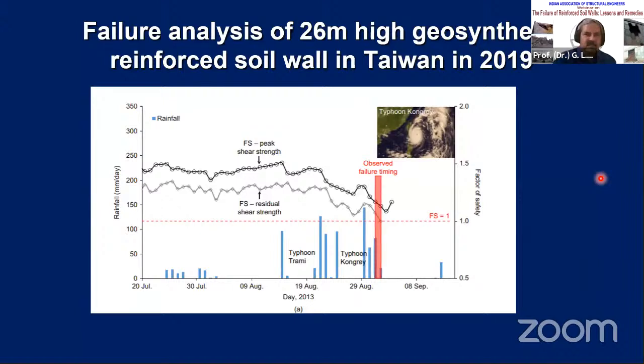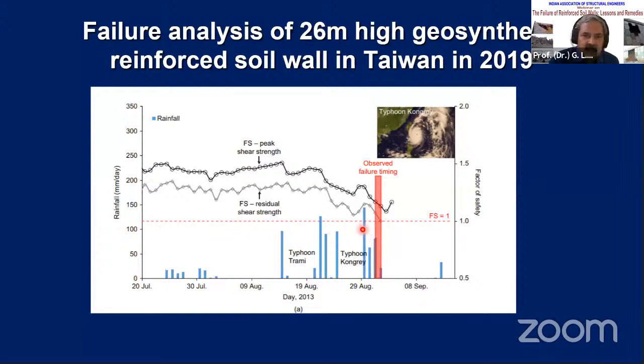The thing is, it is a very nice work. There were a lot of rainfalls, and they exerted a lot of pressures. It's a well-made structure, but then the typhoons came and it resulted in failure here. And you can see that they have developed the factor of safety versus the rainfall. The variation of factor of safety versus the duration is also given.